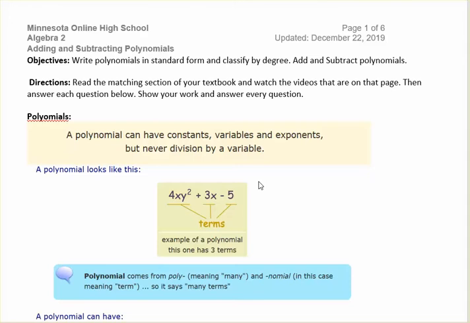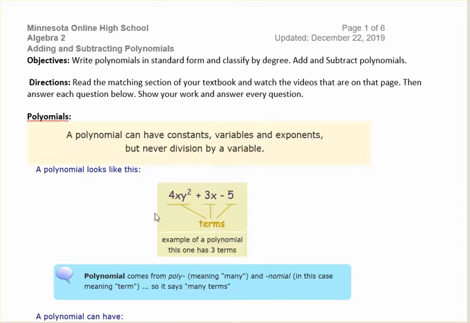In this video, we are going to talk about the definition of polynomials and then how to write them in standard form, classify by degree, and then we'll add and subtract them. So a polynomial can have constants, variables, and exponents, but it'll never be divided by a variable.